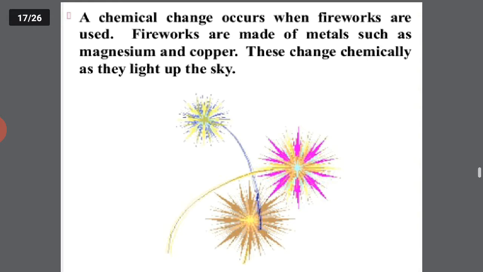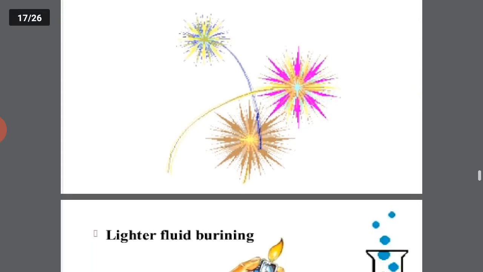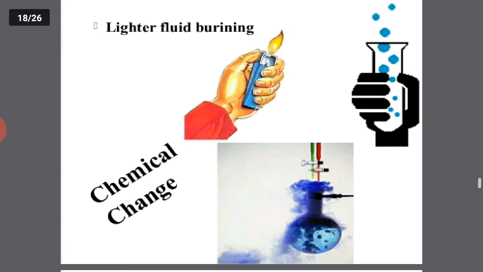Okay, chemical change occurs when fireworks are used. Fireworks are made up of metals such as magnesium and copper. These change chemically as they light up in the sky. Okay, now I think you must understand the concept of chemical change. Light fluid burning, you can see burning is an example of chemical change.